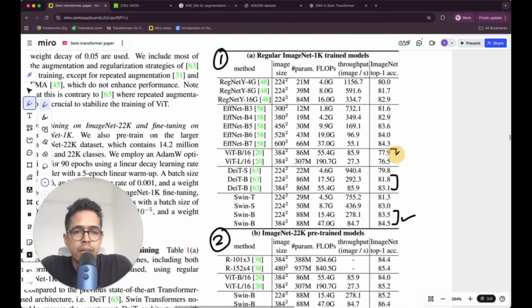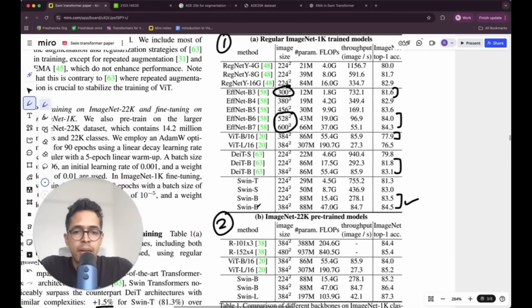Vision transformer base is less efficient at B3, or rather B6, B7. They are 84 and 84.3, but they are trained on much bigger images. You see 528 as the image size, 600 as the image size. But if they are trained on 300 image size, then it's only 81.6, and that is lower than Swin Transformer. I'm just comparing comparable models.